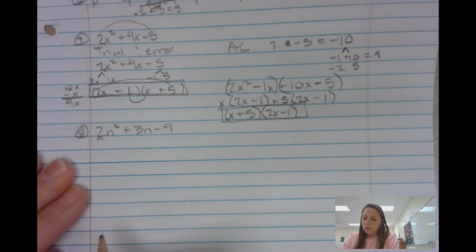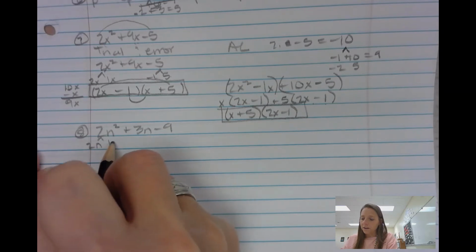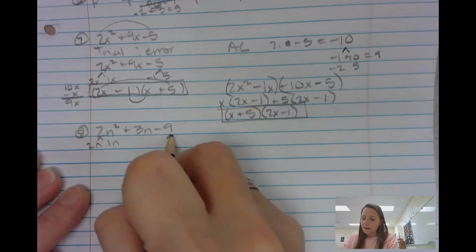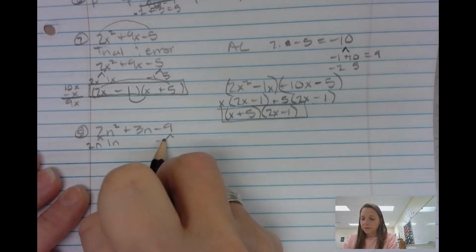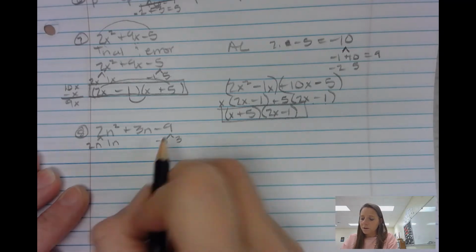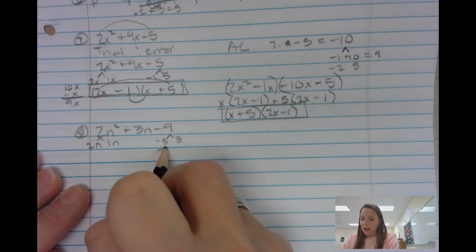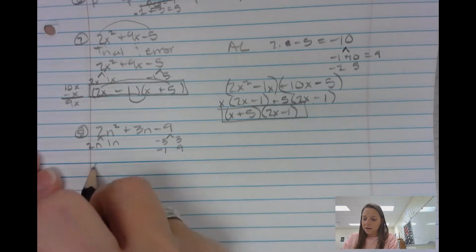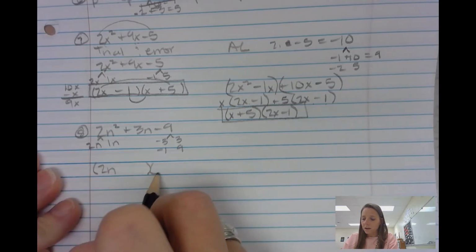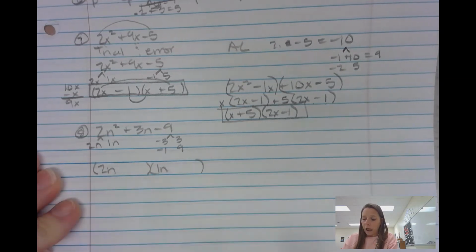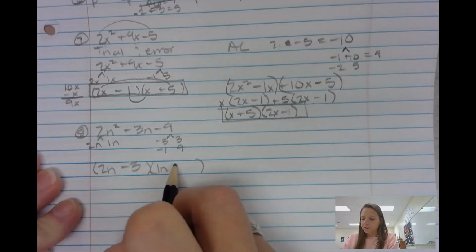This is 2 and 1, so I'm going to say that right there. Factors of negative 9. It is negative, so one has to be negative. So negative 3 and positive 3, and negative 1 and 9. So here, 2n and 1n. I don't know. Let's try negative 3 and 3 first.